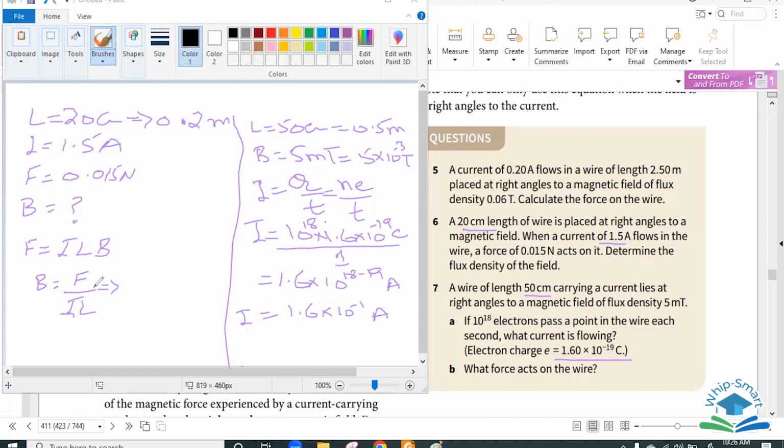We also have to calculate the force. So we will use the same formula. F is equal to ILB. And by putting the values, we just found I. Length is given by 0.5 meters. And B is equal to 5 into 10 power minus 3 Tesla. We multiply all three of these to obtain our answer.